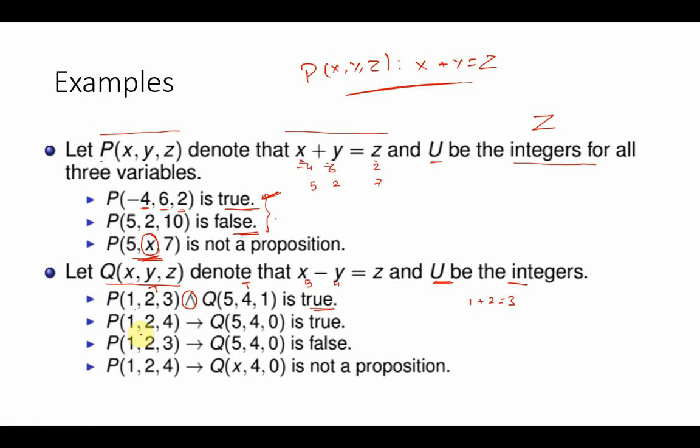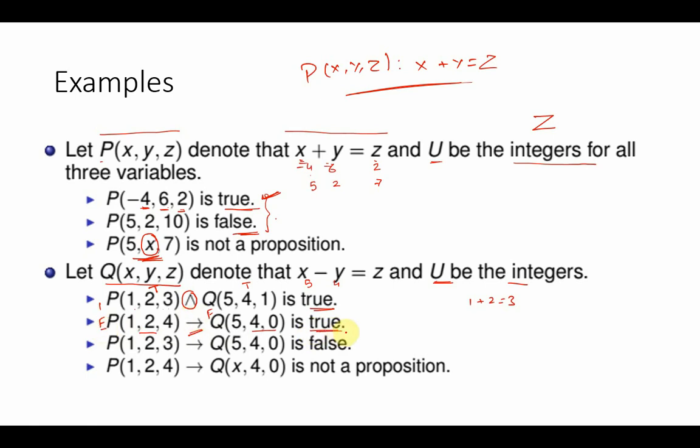Once again, if I take P(1,2,4) and I specify Q(5,4,0), P(1,2,4), 1 plus 2 is equal to 4, this value is false, and Q(5,4,0), 5 minus 4 is equal to 0, once again this value is false. Implication, if you remember, is false only when the if part is true and the then part is false. If this part is false and this is false, then the implication is true.